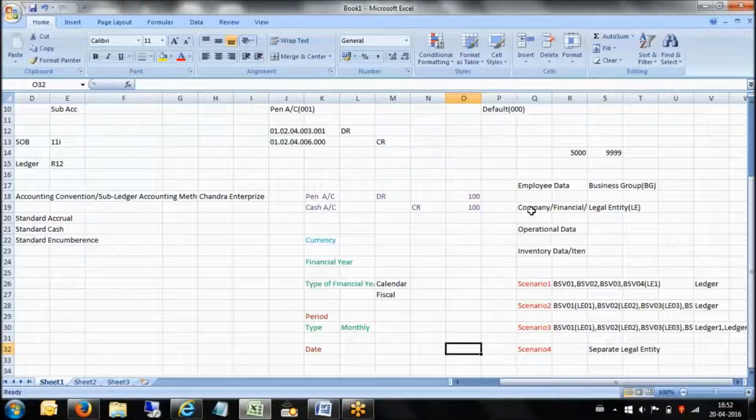So this is about legal entity. If someone asks you on what basis you decide to define your legal entity, you have various scenarios to base it on.